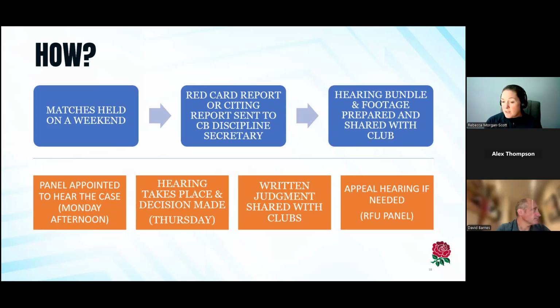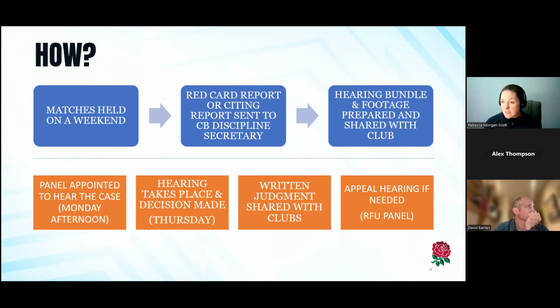There's a written judgment that is then shared with the clubs. And then if an appeal hearing is needed, that would be organised by the RFU, usually in the following week. From an RFU point of view, it's almost exactly the same process, but ours is a little bit shorter. Our panel is appointed on a Monday afternoon the same way, but our hearings take place on a Tuesday evening. The judgment is shared with the clubs on the Wednesday normally, and then the appeal hearing, if we need to have one, is on a Thursday.